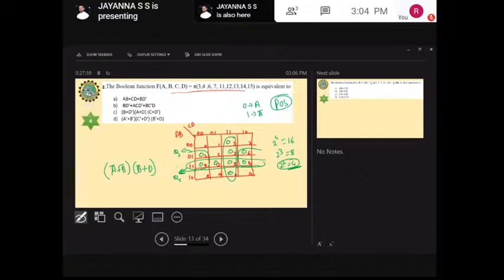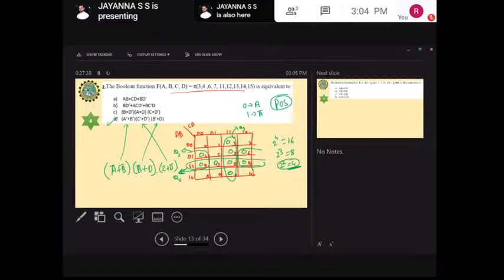Coming to Q3, you can see that C is represented as C bar and this one as D bar, so C bar plus D bar. Looking at the options, you can see option D, that is A bar plus D bar, C bar plus D bar, and B bar plus B. This will be the expression.